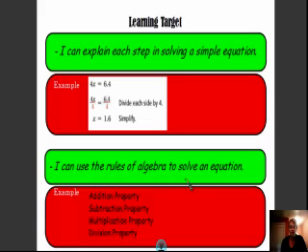I can use the rules of algebra to solve an equation. Here are our rules: addition property, subtraction property, multiplication property, and division property. All these mean is that I can add the same thing to each side or subtract the same thing from each side. So make sure that you know and understand those.